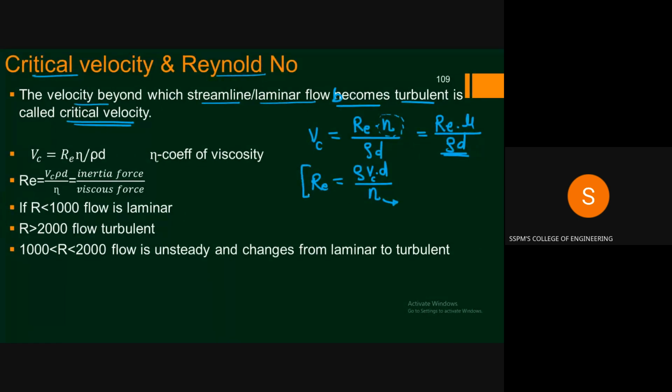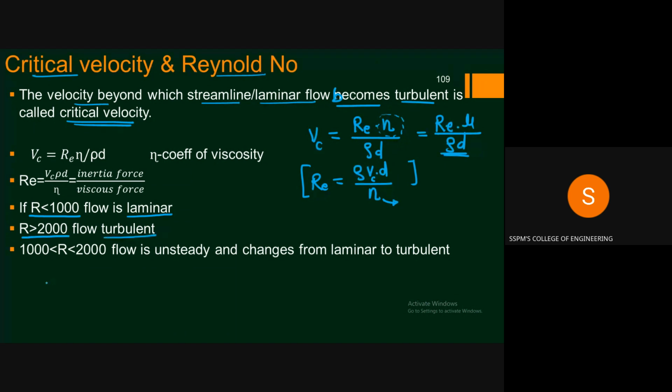So there is a relation for laminar flow, turbulent flow, and transition flow. If the Reynolds number is less than 1000, the flow is called laminar flow. If the Reynolds number is greater than 2000, the flow becomes turbulent.